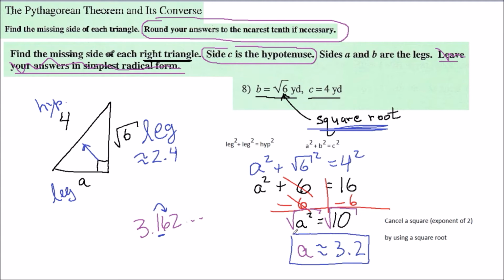There's my answer, and once again, as I always want you to do for these geometry problems, once you get your answer, ask yourself the question: is my answer reasonable? If this was a leg, it should be smaller than the hypotenuse. Hypotenuse was 4, so it is a reasonable answer.